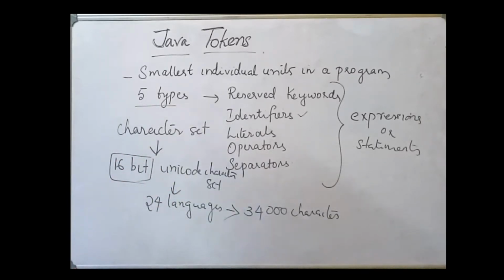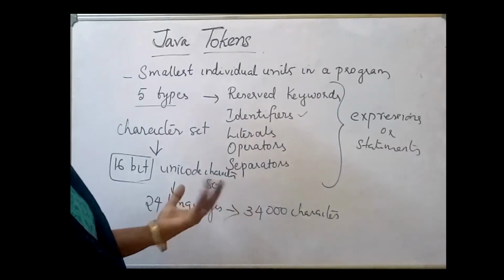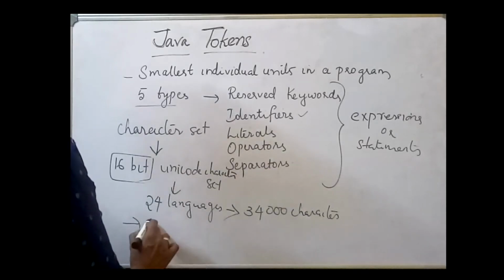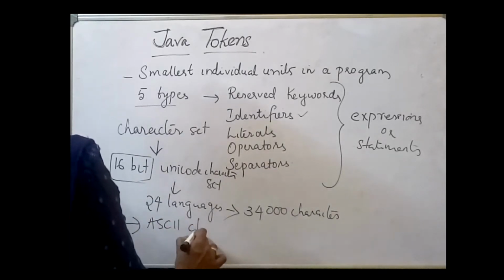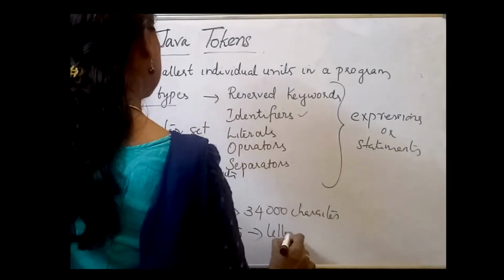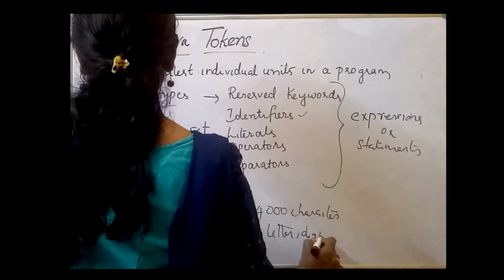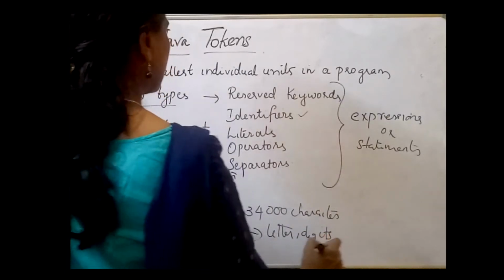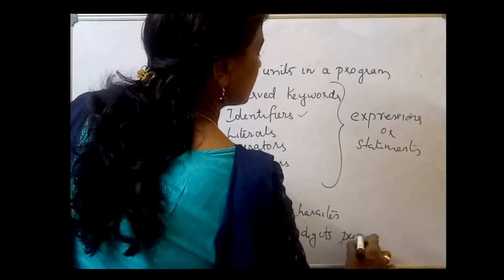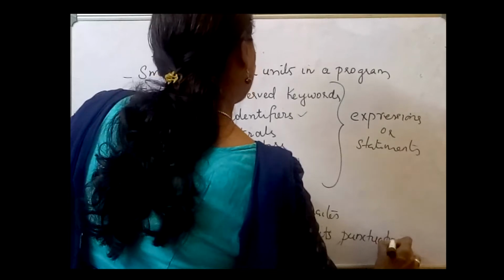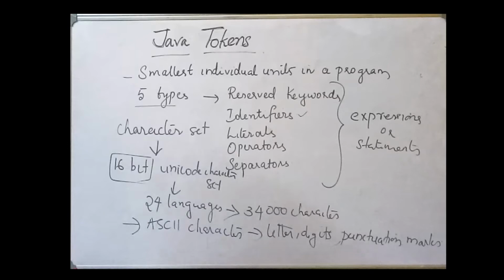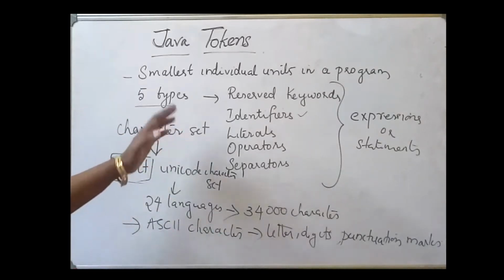പക്ഷെ നോർമൽ ഒരു ആവശ്യത്തിന് ഇത്രയും സെറ്റ് നമുക്ക് ആവശ്യമില്ല. So in our programs we usually use ASCII character set. Okay, ASCII character set is used to represent letters, digits. Okay, so ASCII characters include letters, digits, punctuation marks, etc.